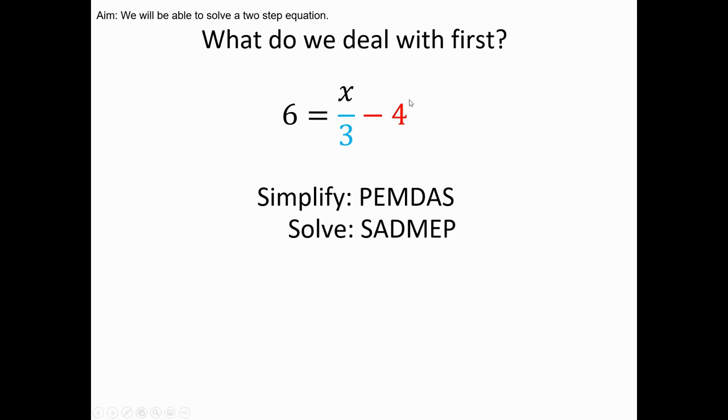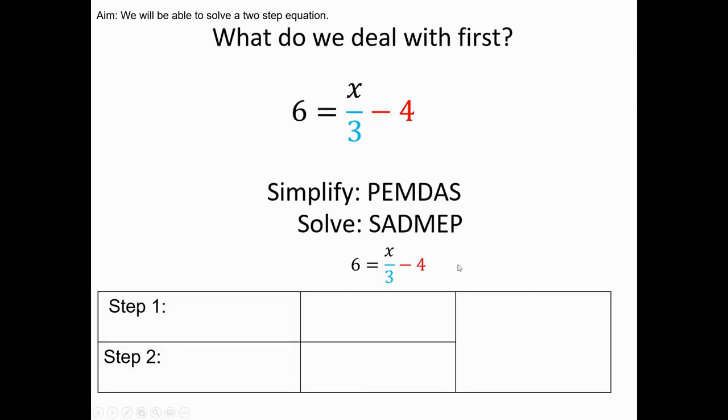So for the first step, we're going to get rid of this minus 4. So to get rid of the minus 4, the opposite of subtracting 4 is adding 4. And the opposite of divided by 3 is multiplying by 3. So now that we have our strategy, this is always a good idea to have a strategy. Let's go ahead and do this. We're going to add both sides by 4.